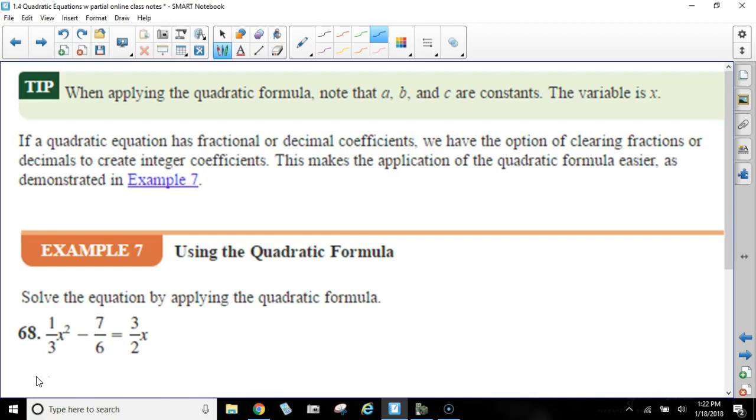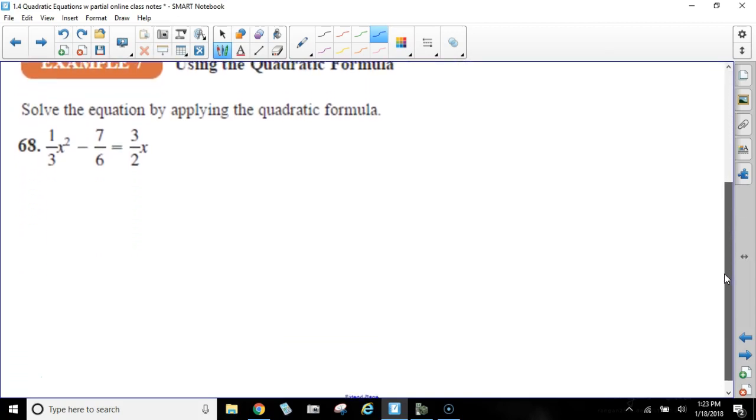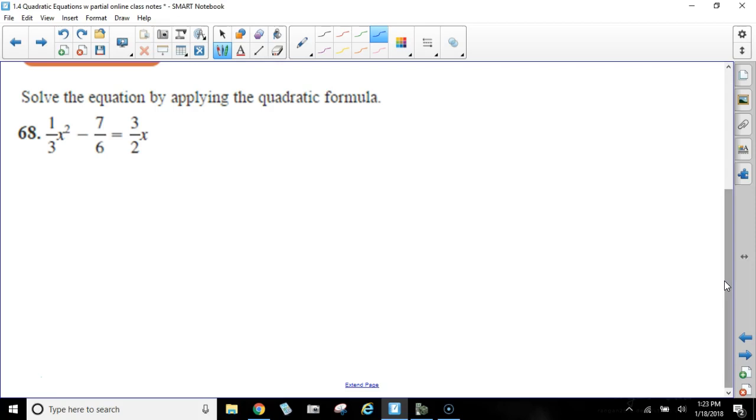So notice on example 7, number 68, that we have a quadratic equation, but it contains some fractions. Up above, it says if a quadratic equation has fractional or decimal equivalents, we have the option of clearing the fractions or the decimals by using our multiplication property of equality. And I think that's what we should do here on number 68 before we even get started.